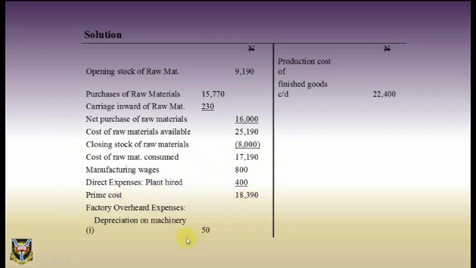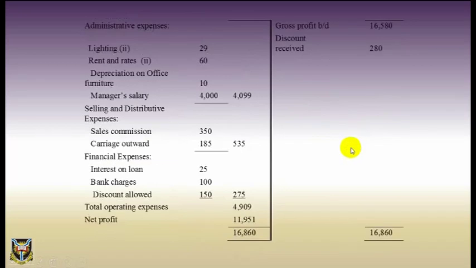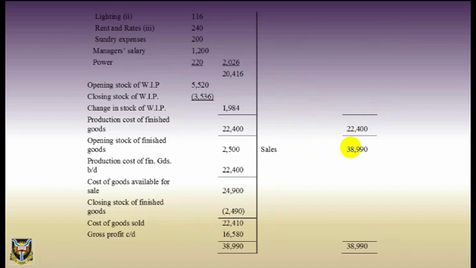Factory overhead expenses. Depreciation on machinery 50. Lighting 116. Rent and rate 240. Sundry expenses 200. Manager's salary 1,200. Power 220. Totaling 2,026. Add it to the prime cost, it gives 20,416.